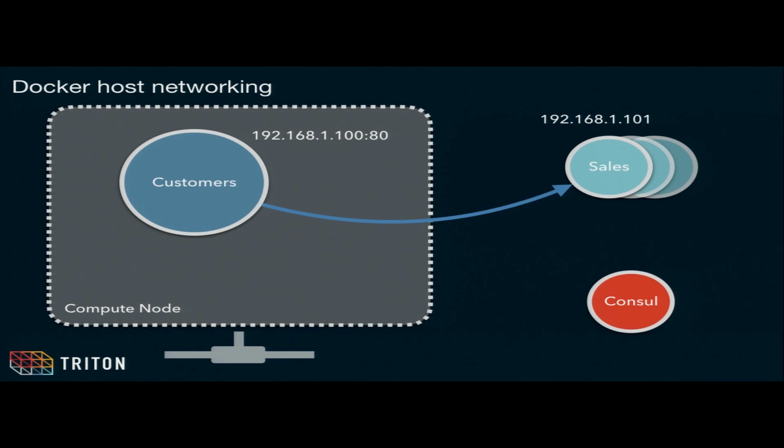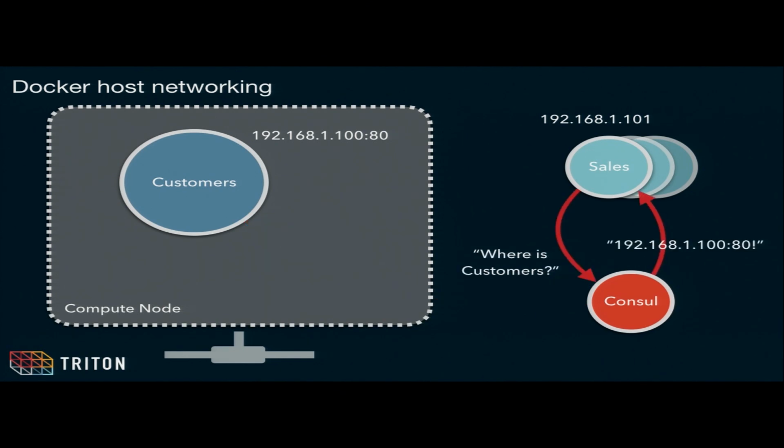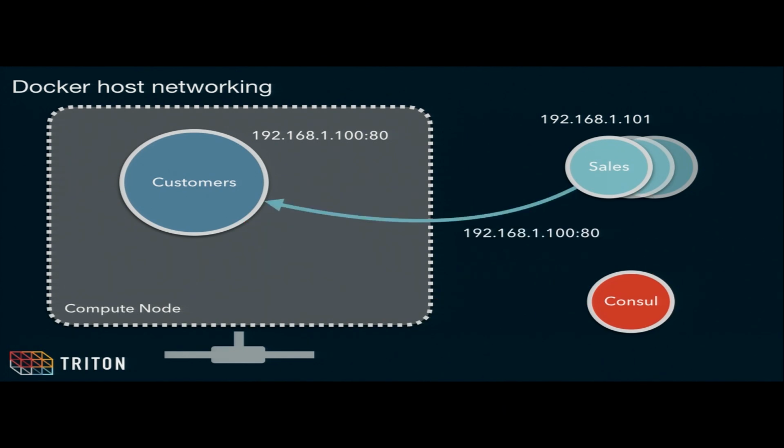Another model is Docker host networking. So in this we say, we're not going to have the virtual interfaces. We're going to give each of the containers access to the host's network stack. So when I talk to this sales node, I'm using the IP address of my LAN interface. And when I register with Consul, the source IP address will still be 192.168.1.100, so that'll work. And when sales tries to reach it, that'll work fine. And this worked.